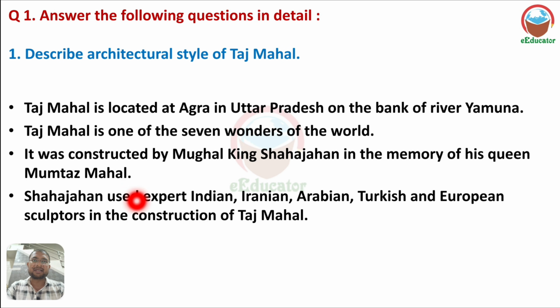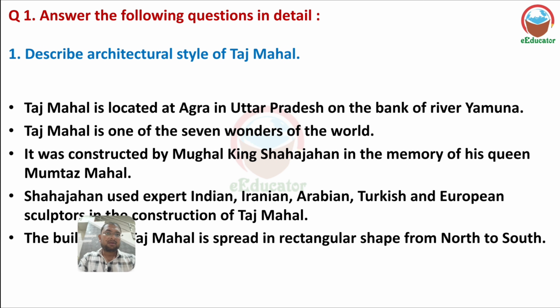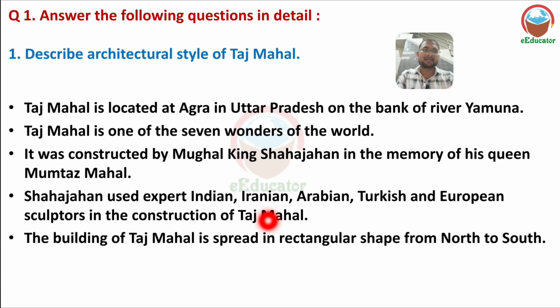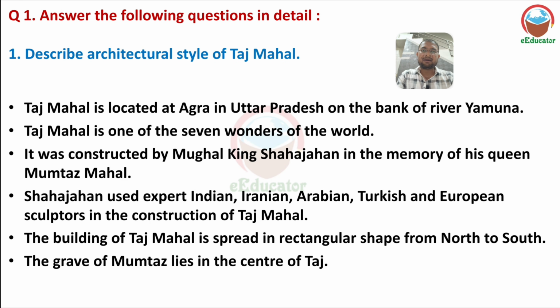Shah Jahan used expert Indian, Iranian, Arabian, Turkish, and European sculptors in the construction of Taj Mahal. The building of Taj Mahal is spread in a rectangular shape from north to south direction, and the grave of Mumtaz Mahal lies in the center of the Taj.